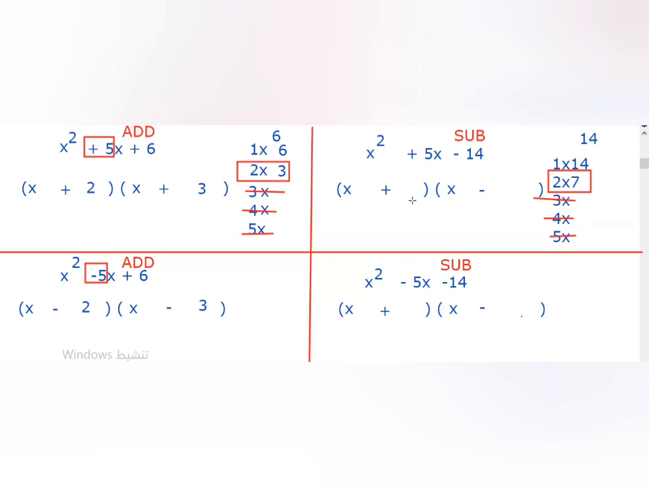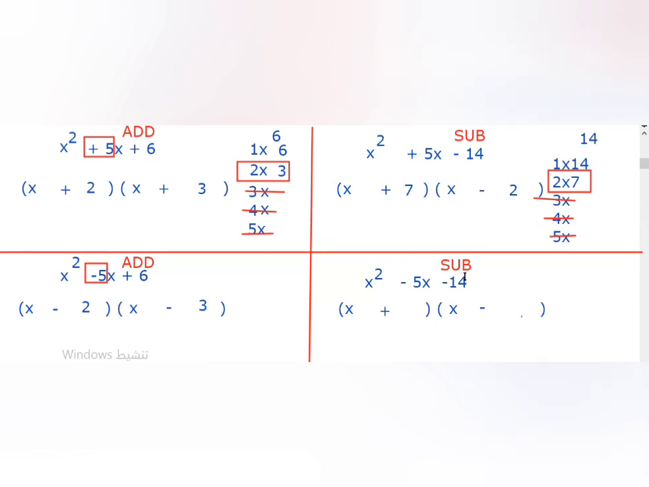But how will I know the places of each number? Very good. When you subtract them, they will give you positive 5. So subtracting means you take the sign of the bigger number. So the sign of the bigger number must be positive. So I'm going to take the bigger number, which is the 7, put it next to the positive sign. So the 7 is here and the 2 is here. So 7 minus 2 equals positive 5.